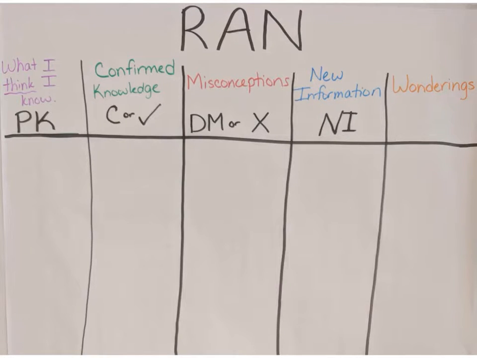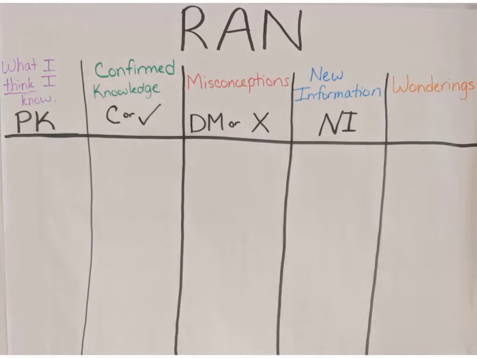First column is our previous knowledge, what I think I know. The second column is our confirmed knowledge, and that's after we've done some reading and research. We've shown that our PK now becomes a C or a check mark, and I move that Post-it. My misconceptions are what I realized what I thought I know was actually wrong. So I'm going to put a DM for discarded, or I'm going to put an X, and I'm just going to put that Post-it there.